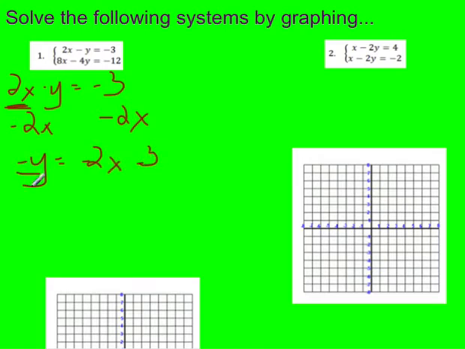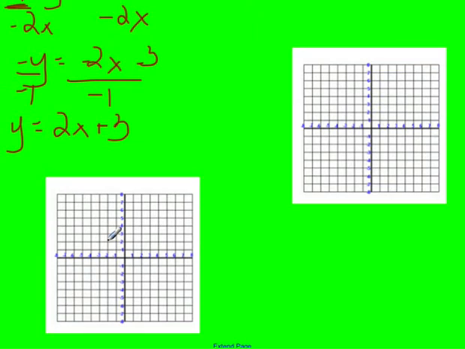So now I need to divide both sides by a negative 1 because I don't want to know what negative y is. I want to know what y is. So then these are each converted to positive. So there's the first line we're going to graph. We're crossing the y-axis at a positive 3. And then we're going up 2 over 1. And then we're going to draw a line through that.